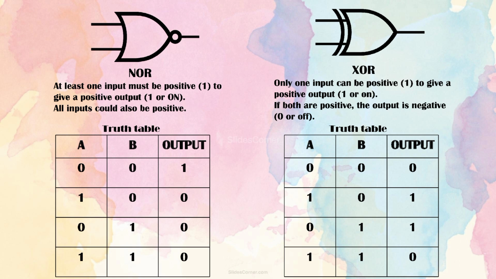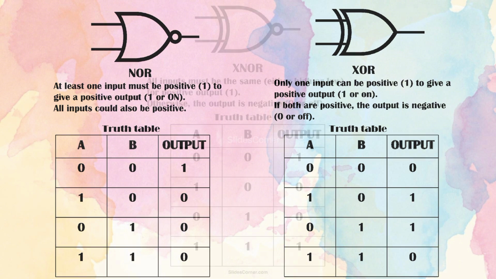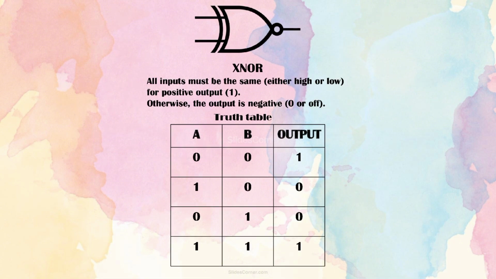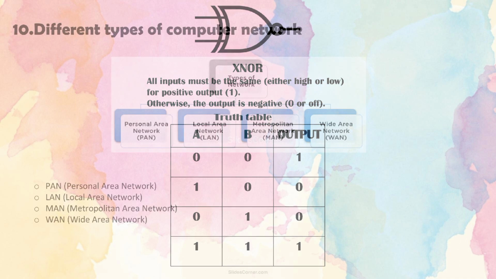NOR gate. The output is positive only when all inputs are negative. XOR gate. Only one input can be positive to give a positive output. If both are positive, the output is negative. XNOR gate. The output is positive when both inputs are the same, otherwise the output is negative.